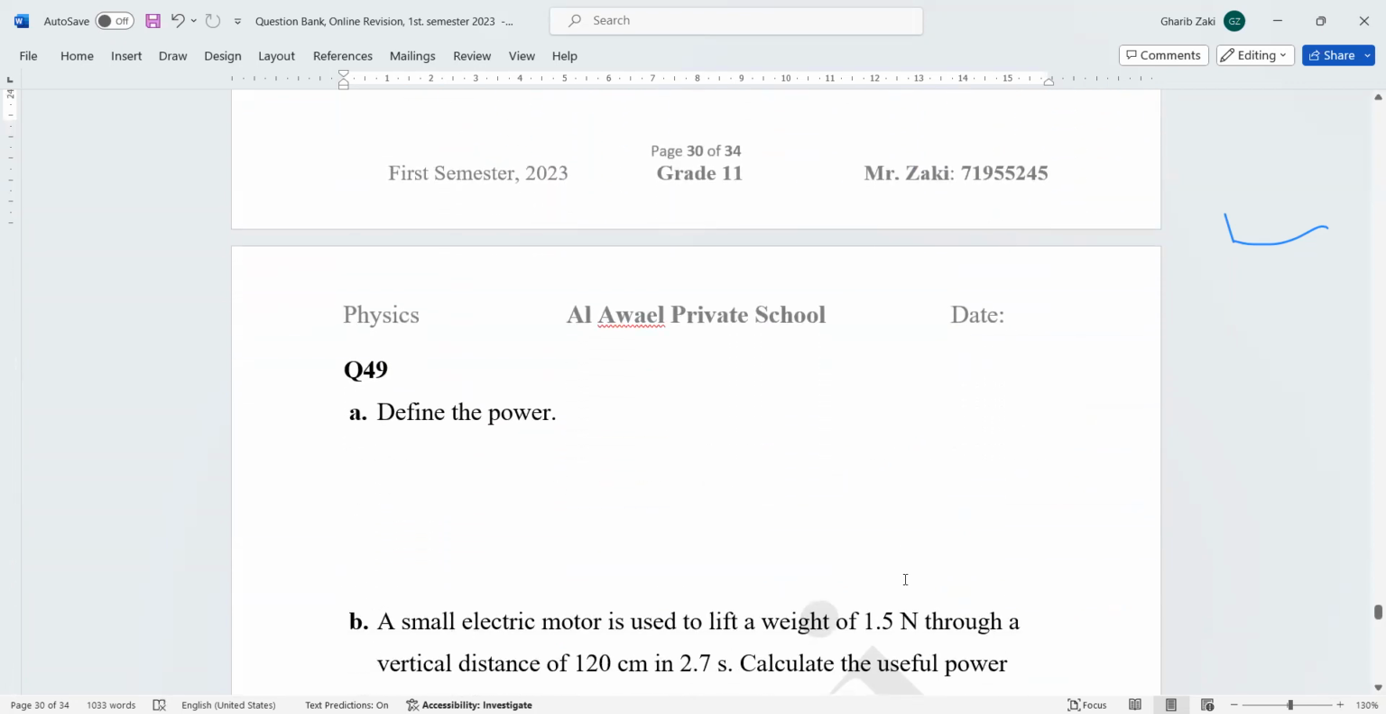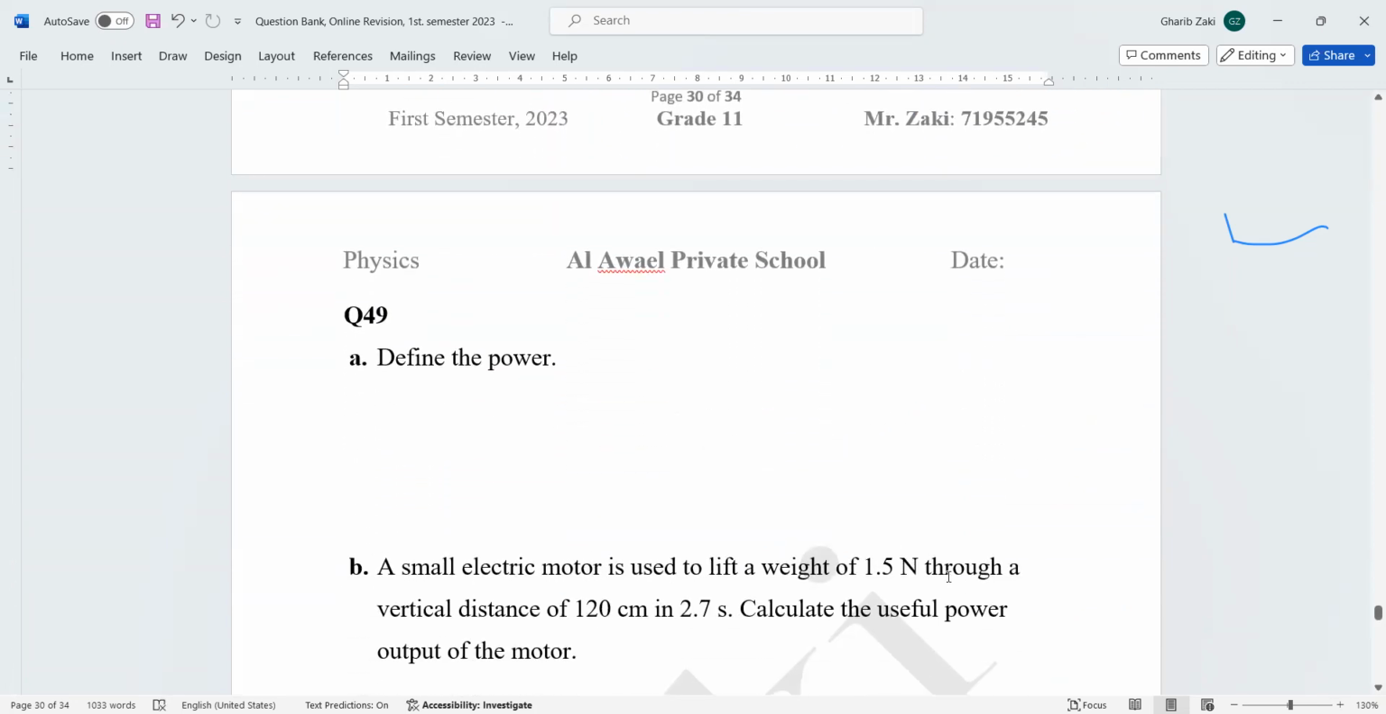Next question, define the power. The power is the rate of converting energy. So this is the power.